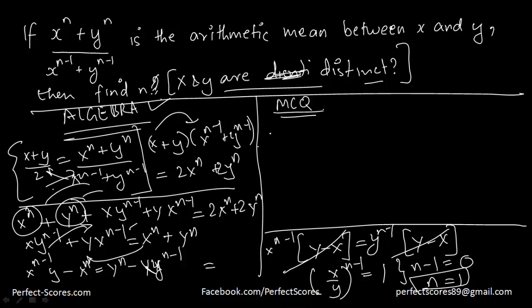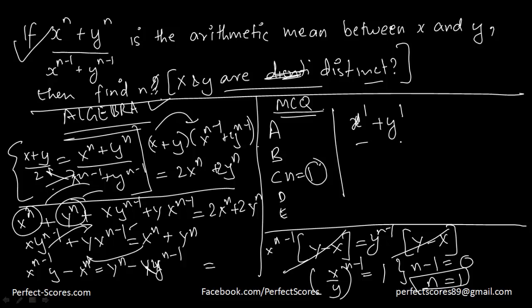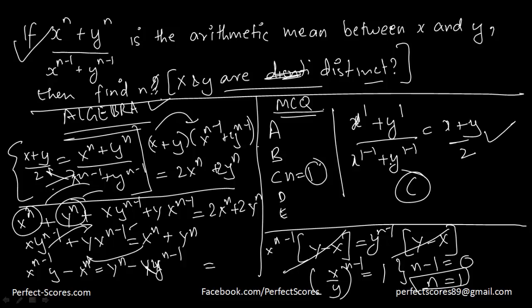What you can do is actually use the answer options. One of the answer options lying there would be n equal to 1. And what you've got to do is plug this answer option back here. x to the power 1 plus y to the power 1 divided by x to the power 1 minus 1 plus y to the power 1 minus 1 is equal to x plus y divided by 2. Bingo, that's my answer, right?